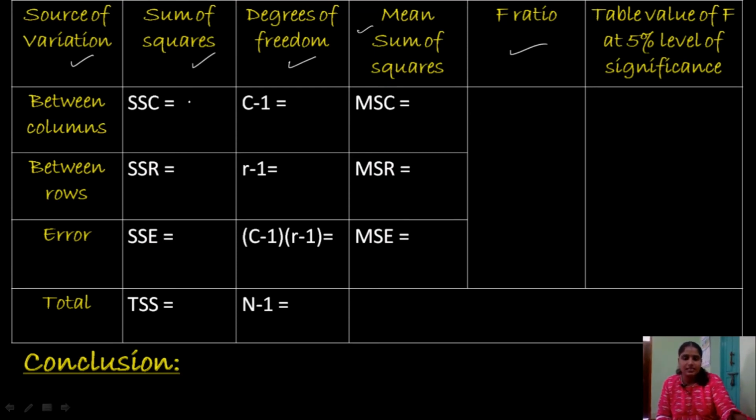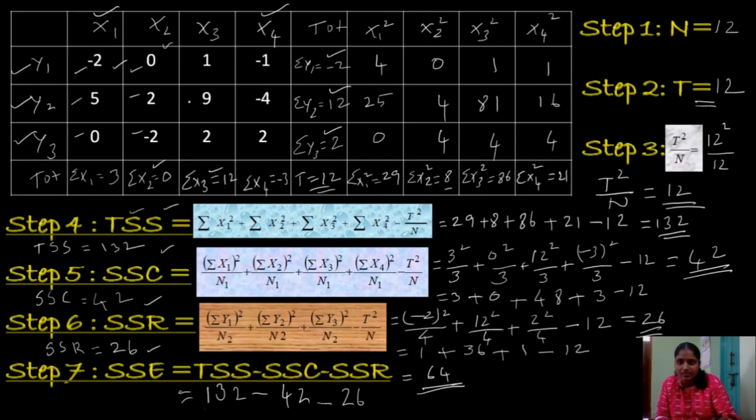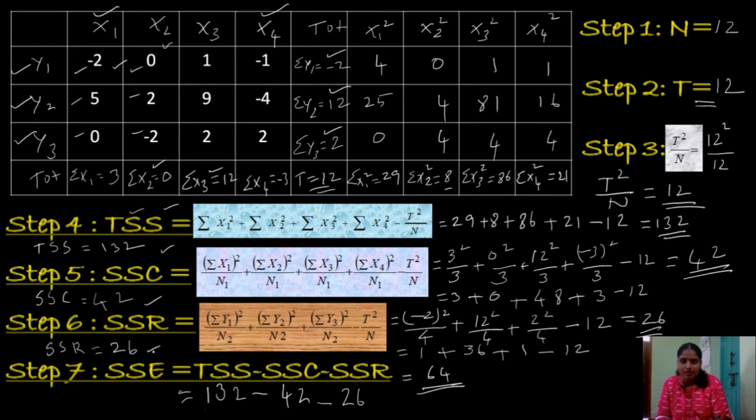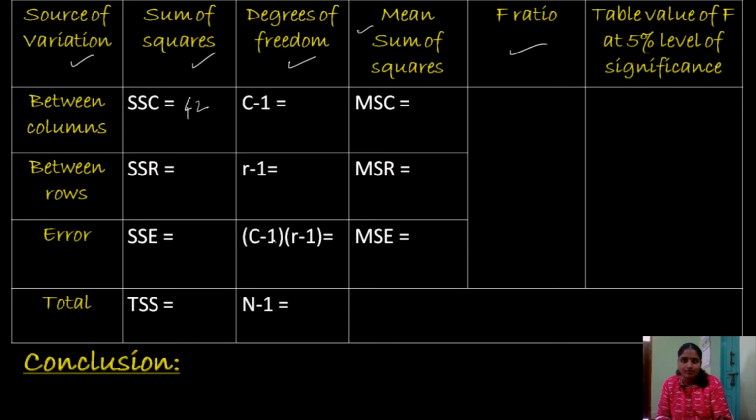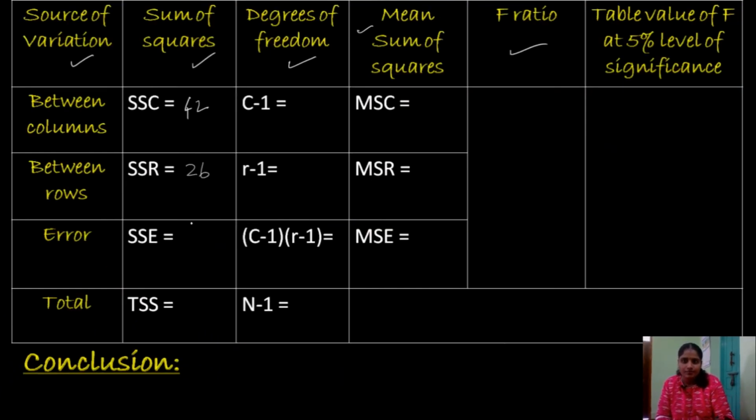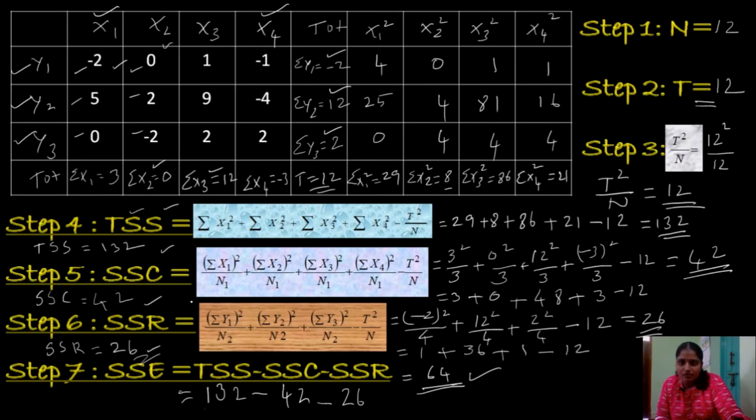SSC first. SSC is sum of squares between columns, that we have calculated as 42, and SSR, that is sum of squares between rows, that is 26, and SSE, sum of squares due to error, that is 64, and TSS is total sum of squares, that is 132.